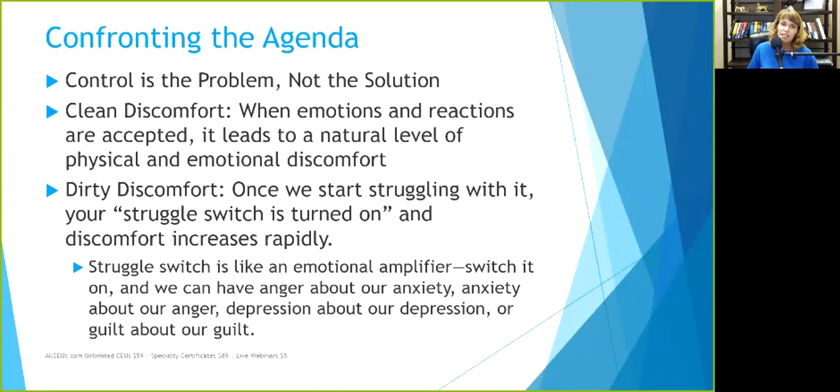Clean discomfort is when emotions and reactions are accepted, and it leads to a natural level of physical and emotional discomfort. Think about getting a shot. You know, I am a great big old sissy when it comes to getting a shot. Now, if I went into the doctor's office with clean discomfort, I'd just be like, all right, fine, get it over with. And the nurse would jab me, it'd be over, bada bing.